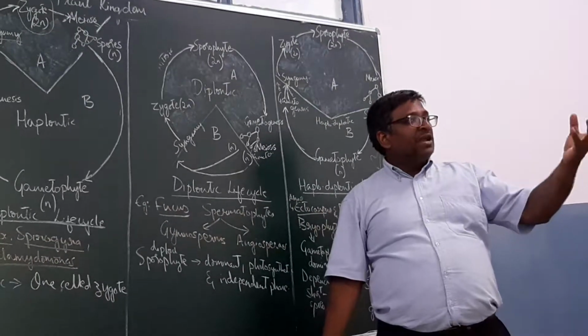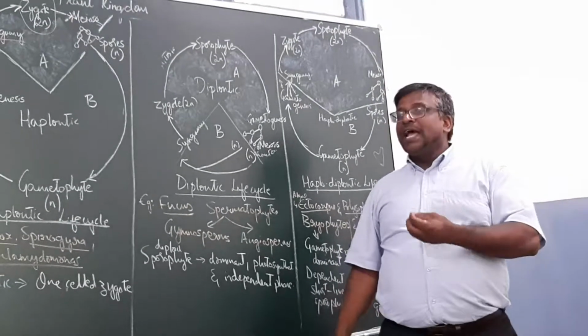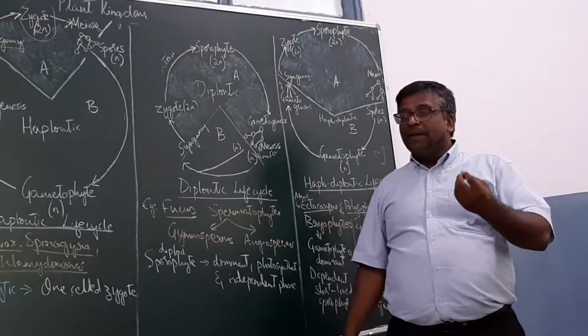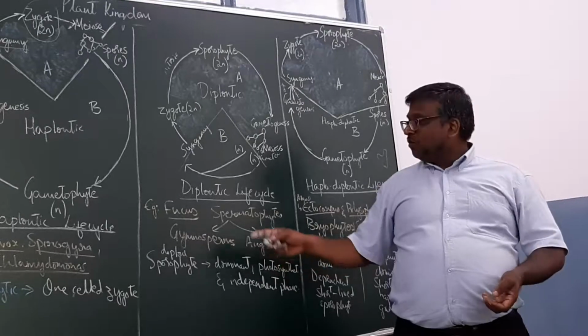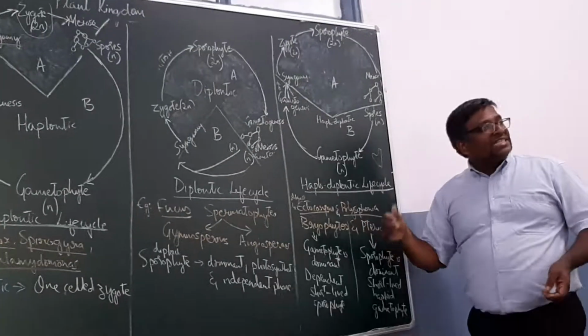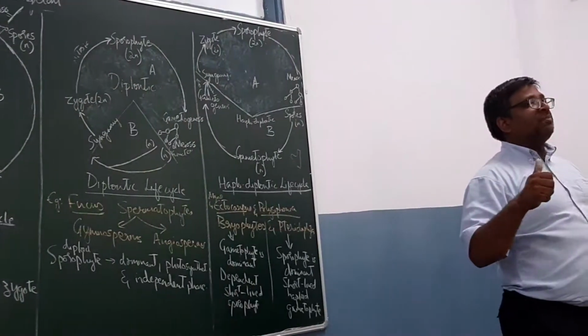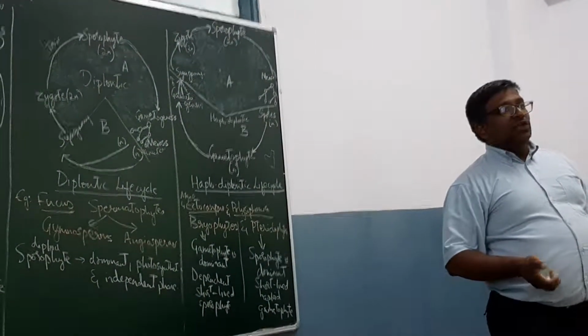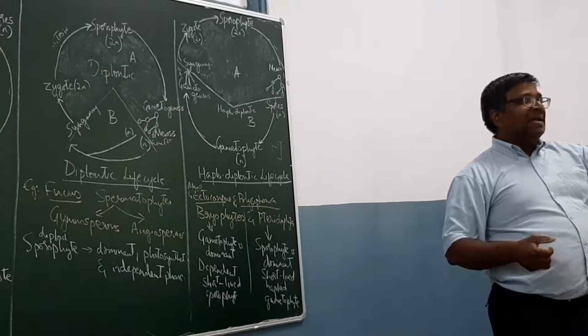Pollen grain and embryo sac are the reduced gametophyte cells. So only gametes you will see. So very much reduced haploid stage there. Whereas haplo-diplontic, you can see it in bryophytes and pteridophytes. You can see a separate gametophyte plant, separate sporophyte plant.